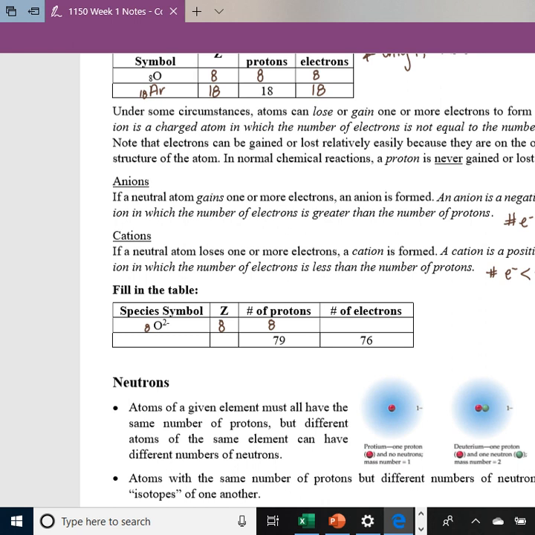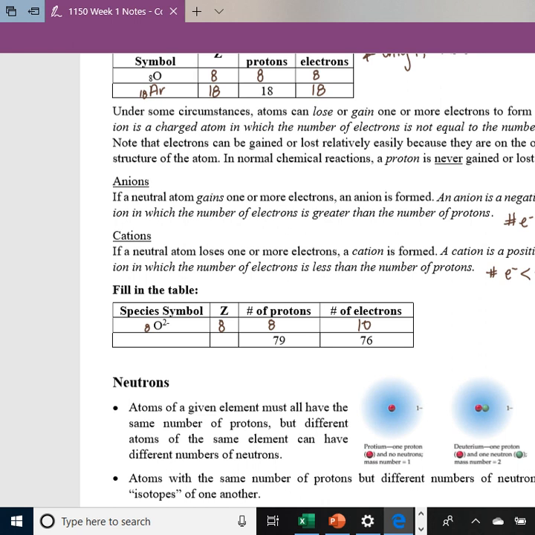In this case, we can't change the number of protons, because if you change the number of protons, then you change the element. So it has to be 8 protons, but we need the total charge to be 2-. We can only do that if we have 10 electrons. So a +8 plus a -10 would give us a total net charge of 2-.